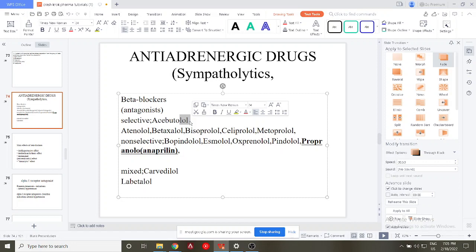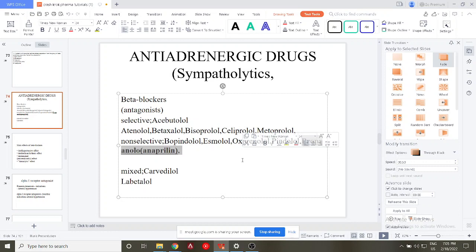But you need to memorize which one is selective and which one is non-selective. So take note of this, jot it down, take a picture, whatever. But you have to remember or memorize it for Krok. So the LOLs are the beta blockers. So we have the selective and the non-selective. Then the non-selective are bopindolol, esmolol, propranolol. Take note, this is very important for Krok. You will see it in your Krok. It comes out every year. Propranolol is a non-selective beta blocker.